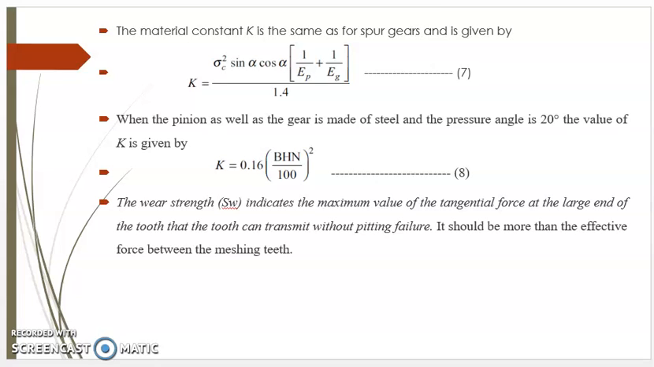The wear strength Sw indicates the maximum value of the tangential force at the large end of the tooth that the tooth can transmit without pitting failure. It should be more than the effective force between the meshing tooth.